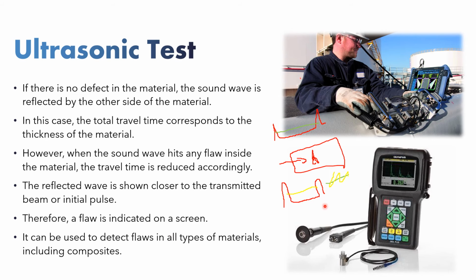So the reflected wave is shown closer to the transmitted beam or initial pulse. Therefore a flaw is indicated. You can see it on the screen. Here this guy is trying to see the inside of the cylindrical tube, to maintain this big system he's maintaining. So it can be used to detect flaws in all types of material, including composites. So let me erase this.